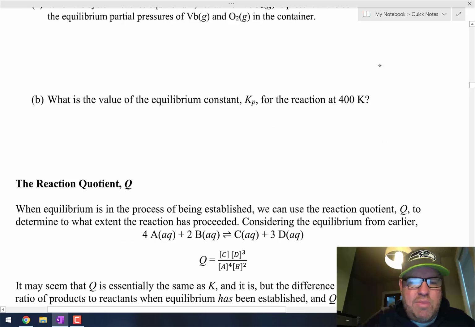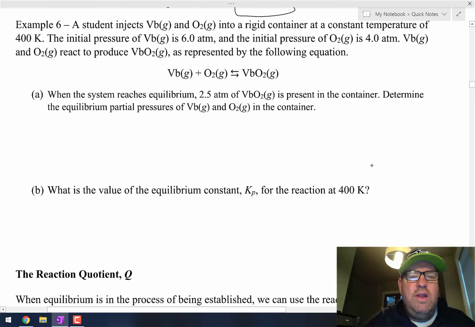Okay, example number 6, and this is our last one. A student injects VB and O2 into a rigid container at a constant temperature of 400 Kelvin. The initial pressure of VB is 6, that of O2 is 4. VB and O2 react to produce VbO2. When the system reaches equilibrium, 2.5 atmospheres of VbO2 is present in the container. Determine the equilibrium partial pressures of VB and O2 in the container.